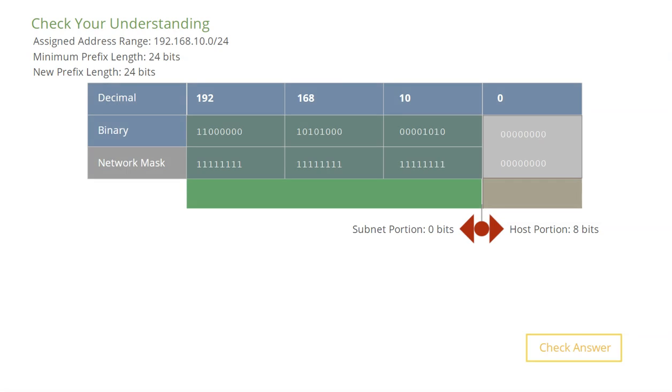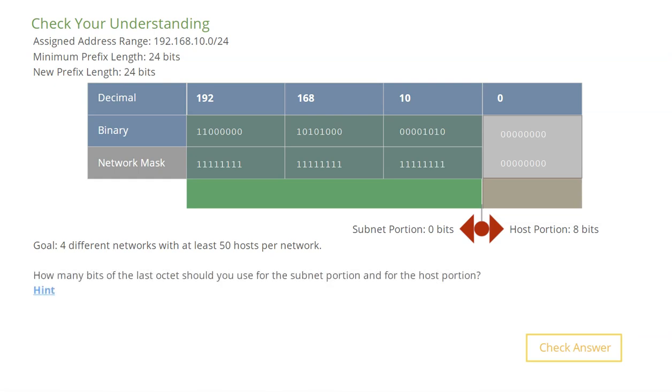Now you try it. In this exercise, let's say you've been assigned an address range of 192.168.10.0/24, but you want to subnet your network to meet your business need. Your goal is to create 4 different networks with at least 50 hosts per network. First, decide what prefix length should be used for your networks. How many bits of the last octet should you use for the subnet portion of the address and for the host portion? Move the slider to indicate your answer.